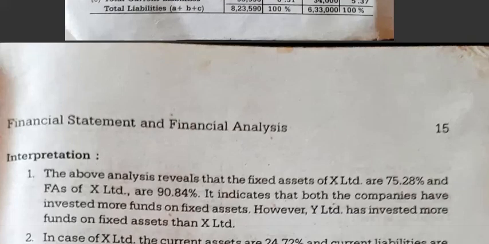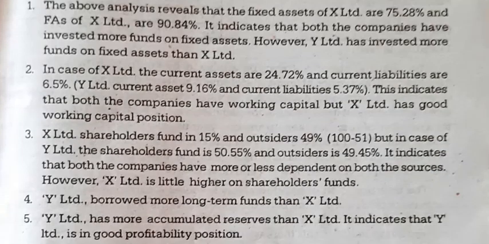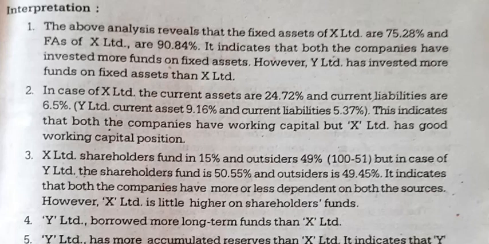The main thing is the analysis, the interpretation. And how do you interpret? Interpretation is nothing but comparing the two companies, finding out which one is better and what can be done. The above analysis reveals that the fixed assets of X Limited are 75% and of Y Limited 90.84%. This indicates that both the companies have invested more funds, because out of 100, 75 is fixed assets. So they have invested more funds in fixed assets, and you can write this as the first statement.